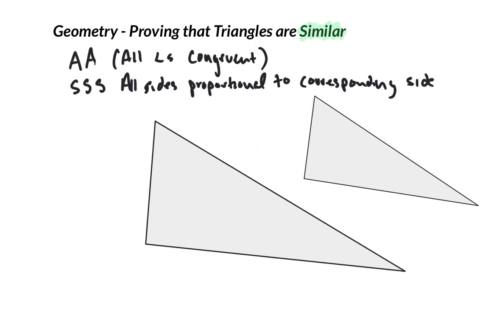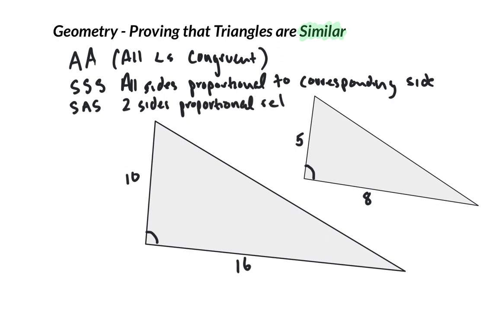The final way is side, angle, side. And what this means is that if we can establish we have two sides that have that proportional relationship, I'm going to use the exact same proportions I used, like this. And the included angle is congruent. So two sides with a proportional relationship and congruent included angle.